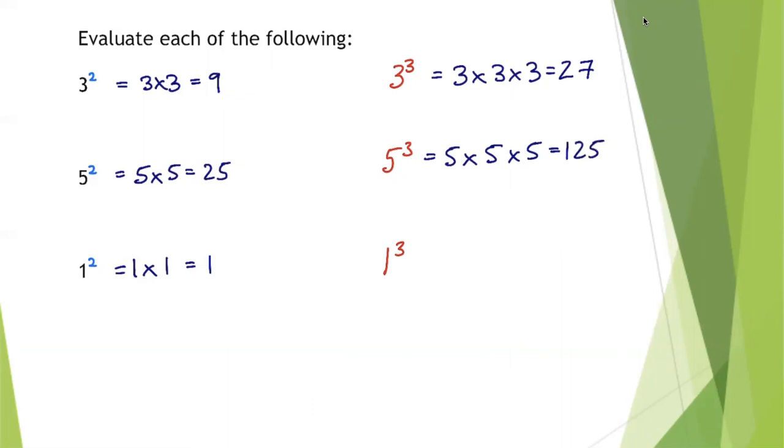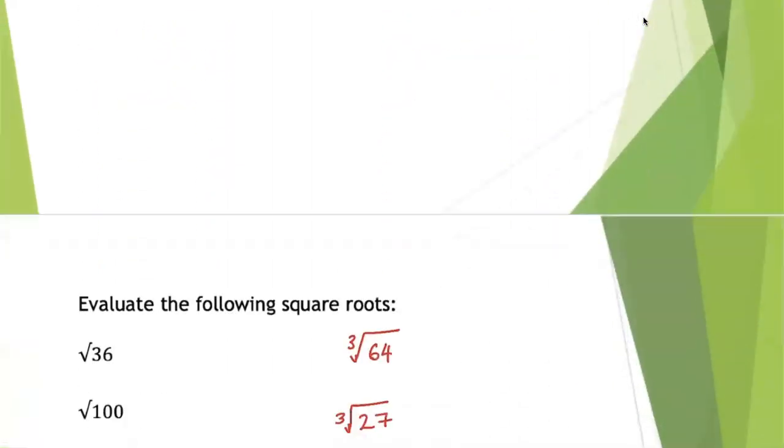And this is the hardest one. 1 times 1 times 1. Well, 1 times 1 is 1, and if I times that by 1 again, I get 1. So the first cube number is 1, and also the first squared number is also 1. Interesting, isn't it?